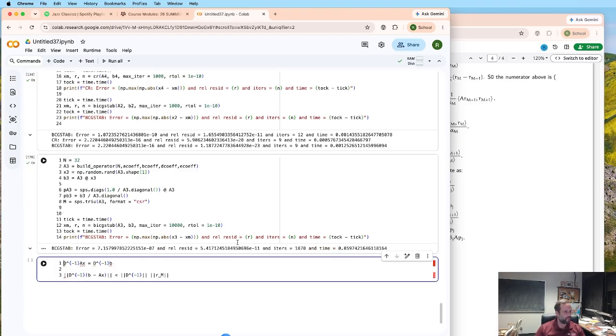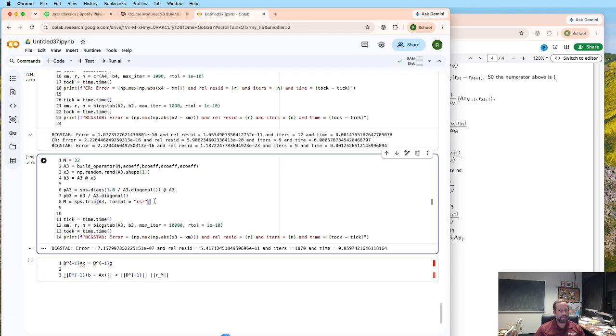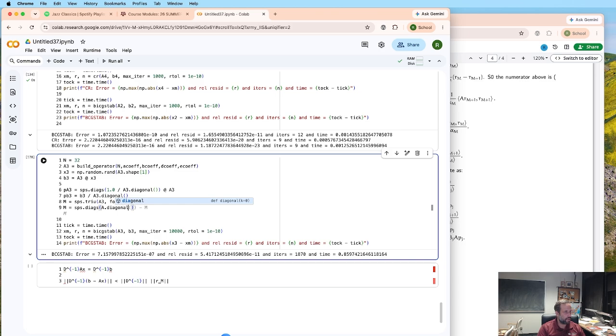Okay, this looks right. And now I need to figure out what my preconditioner is going to be. So I'm going to make this go back to diagonal, or M is equal to SPS dot diags of A dot diagonal. Okay, so that's what M is. So I'm going to just comment this out. So okay, diagonal preconditioner. Now, what is P going to be?